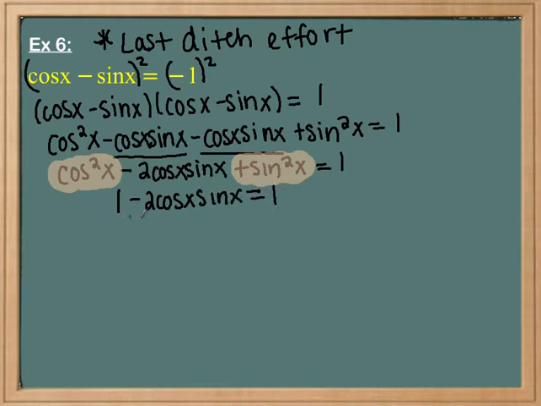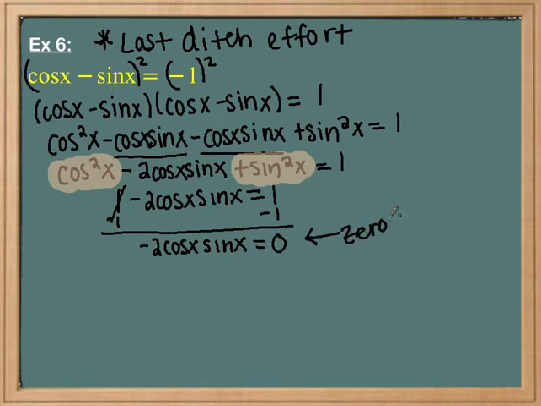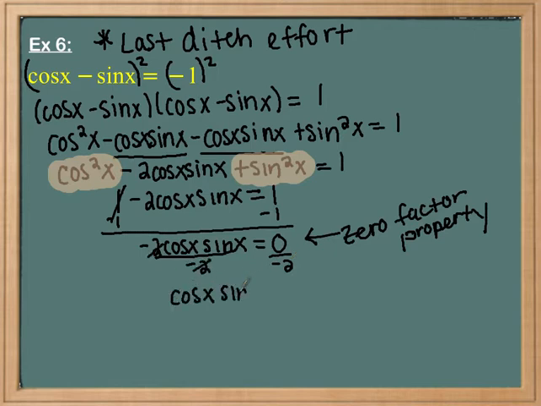So now let's go ahead and let's try to solve here. I'm going to subtract the 1 over. So I get negative 2 cosine of x sine of x is equal to 0. Hey, we can actually now use our zero factor property, because we have a couple things multiplying together and they're set equal to 0. I don't need to worry about the negative 2. If it really bothers you a lot, you can divide it out. And so we have cosine of x sine of x is equal to 0.